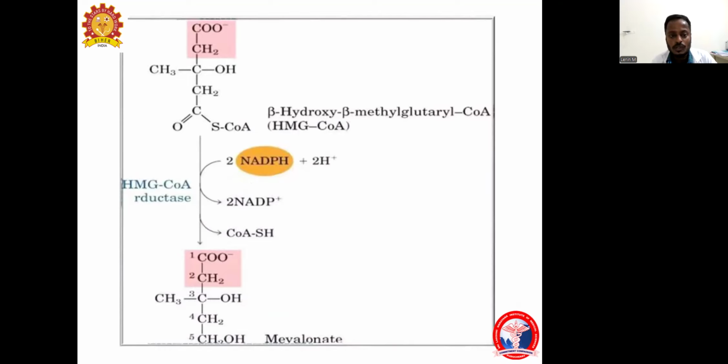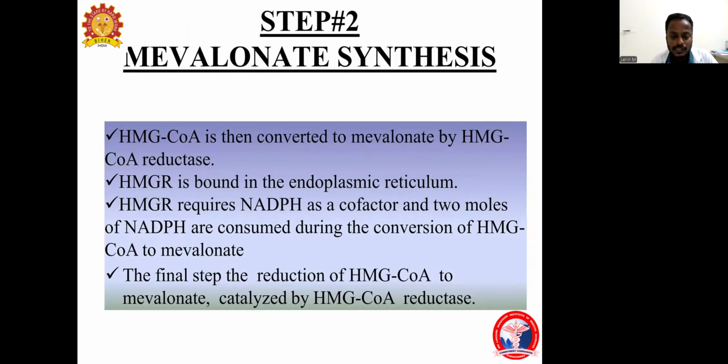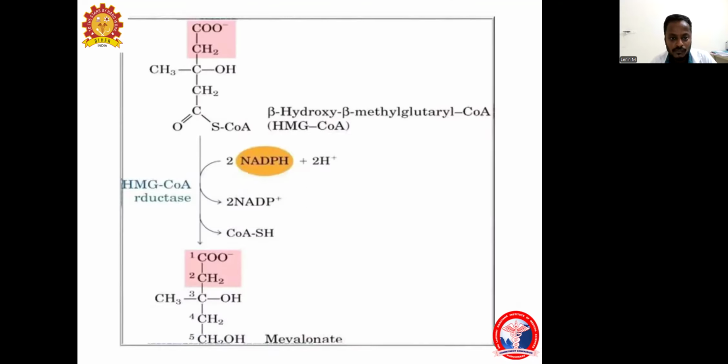So this is the second step, where HMG-CoA is converted to mevalonate with the help of the HMG-CoA reductase enzyme, consuming 2 NADPH, which act as a cofactor in this reaction.